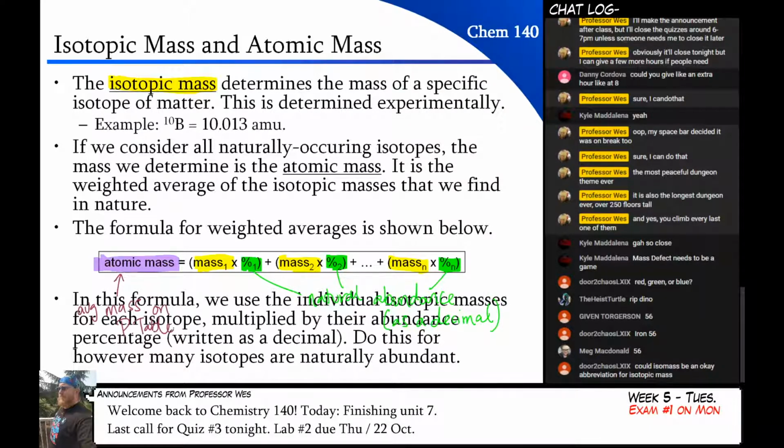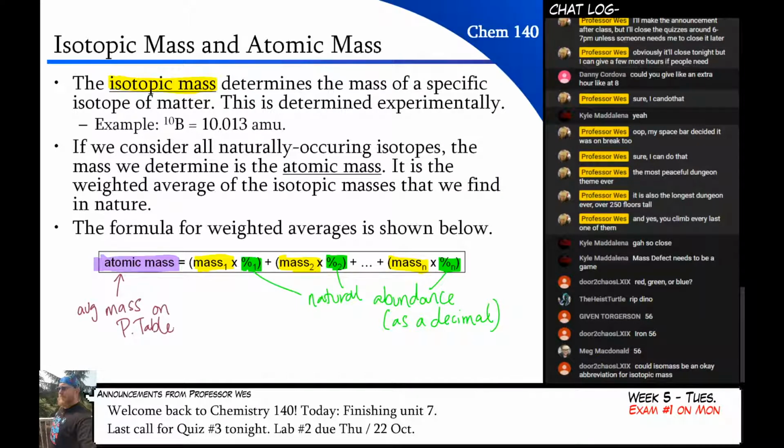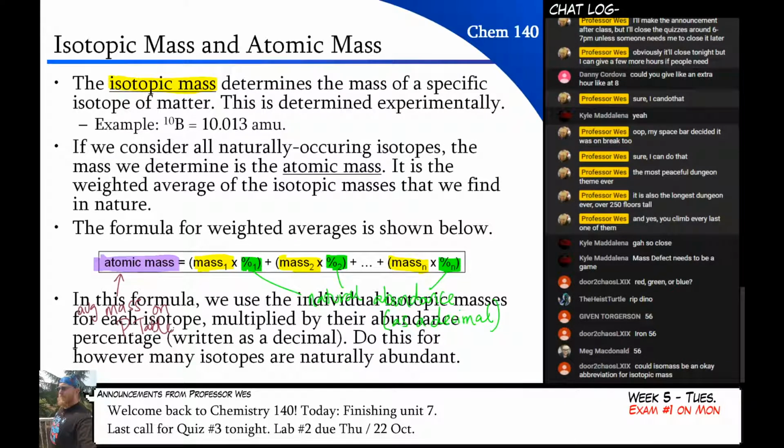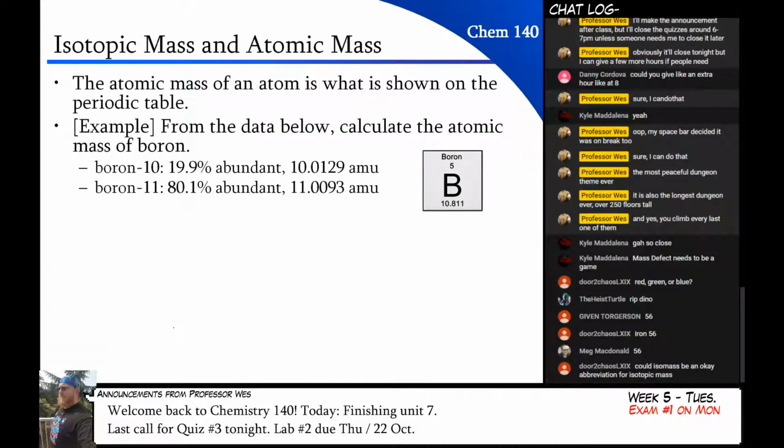All right. We're going to use that formula to figure out the numbers on the periodic table. And then what we're going to do is we're going to do different problems where we start solving for different things. Okay? So we're going to use this formula for the rest of what we're going to do today. All right. Let's do an example.